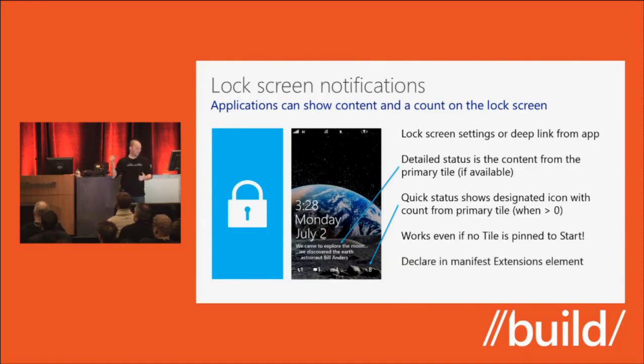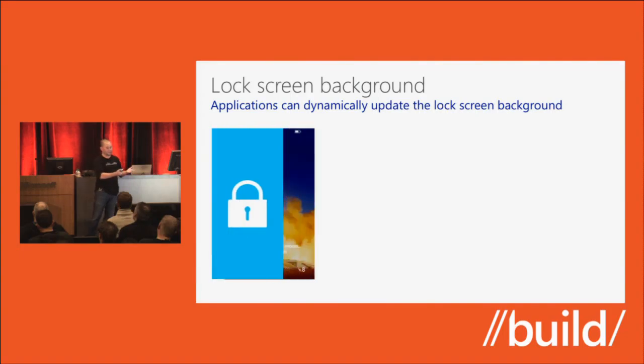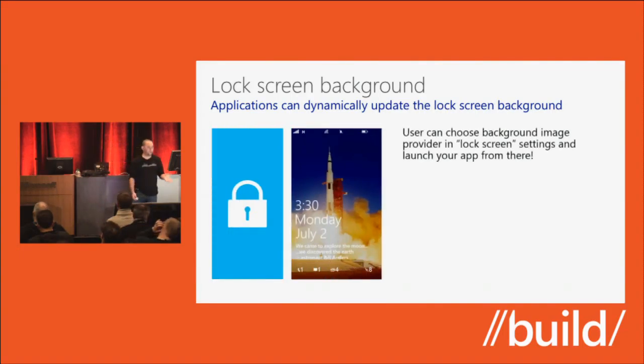I'll show you the manifest extensions element in just a second, but first I want to show you one more lock feature. So I showed you on my own phone, that was actually the Facebook app that was updating my lock screen. And that new Facebook app is available in Marketplace today. If you have a Windows Phone 8 device, go out, give it a try. What it's doing is it's creating a collage of images, and then it's calling some APIs to actually update the lock screen. So pretty simple.